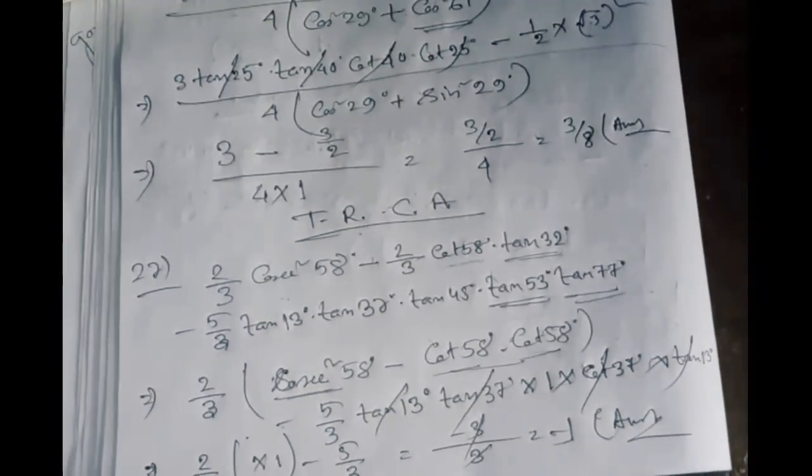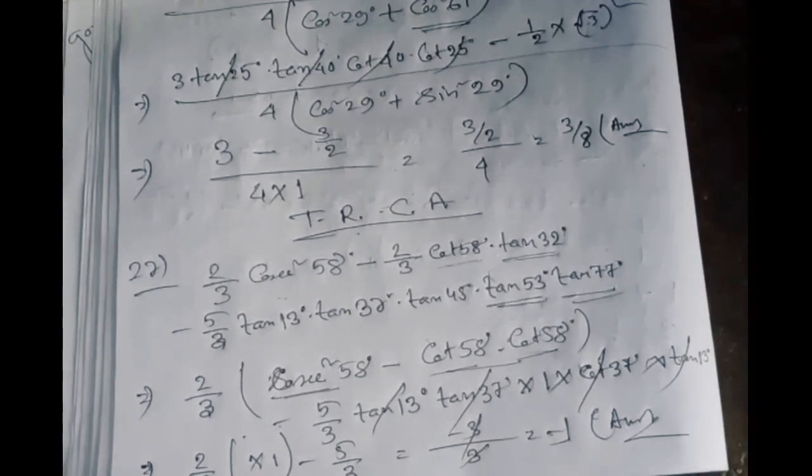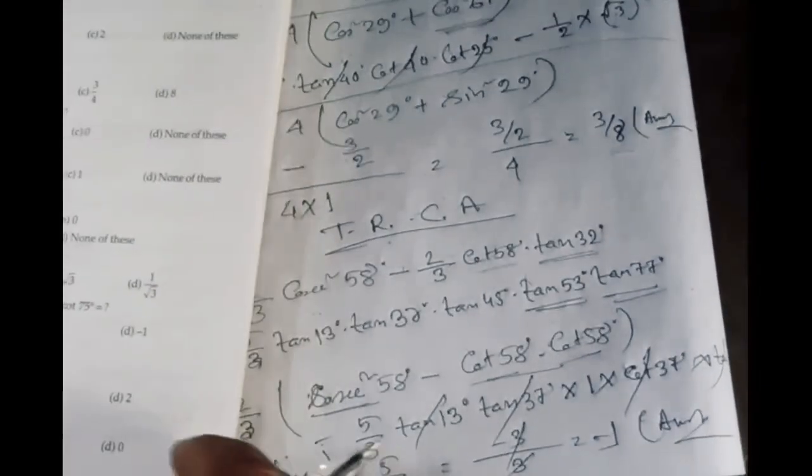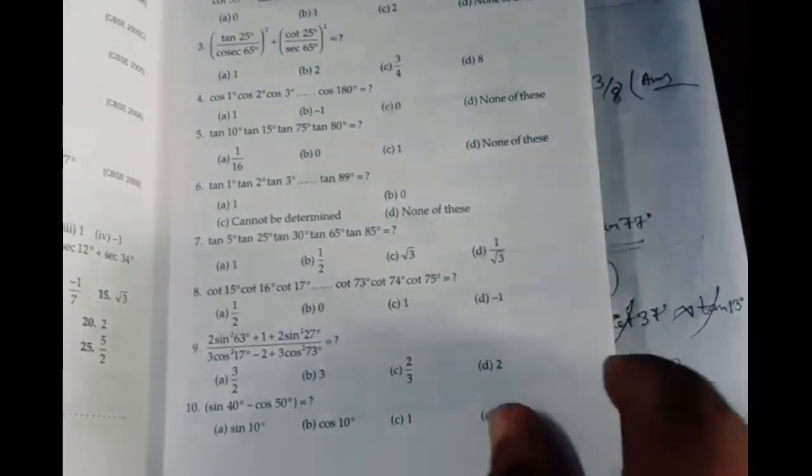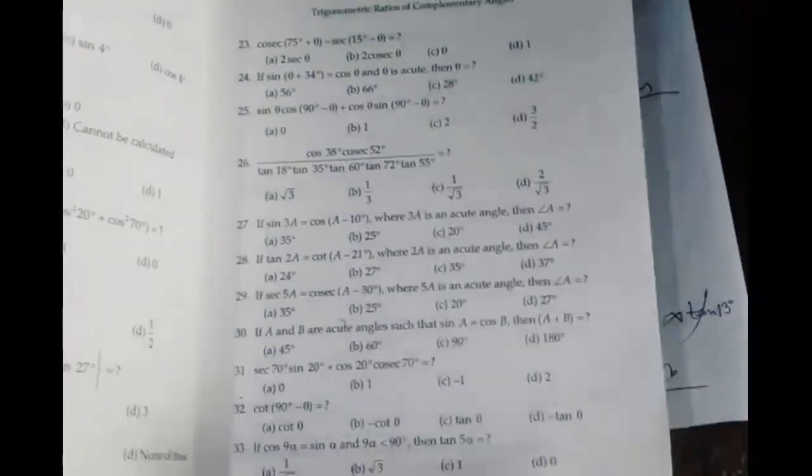So that's it for this video, the solutions related to trigonometric ratios of complementary angles from the CBSE curriculum. Hope you have understood. Viewers, I suggest you go through these CCE questions given in the R.S. Agarwal mathematics book, as you can see from here. Try to do them yourself. If you have any problem, then tell me.